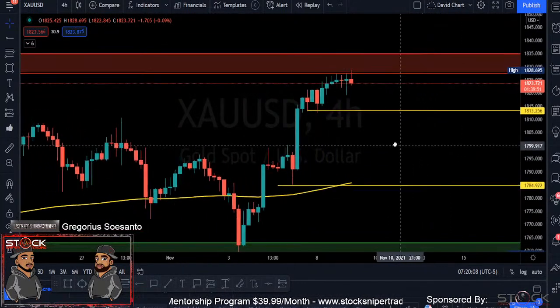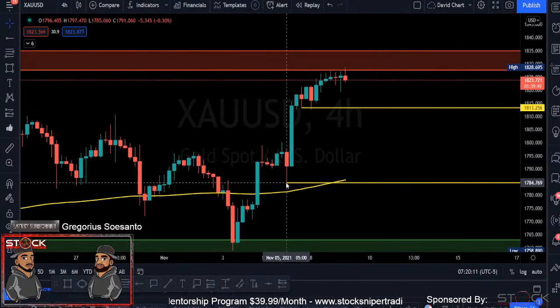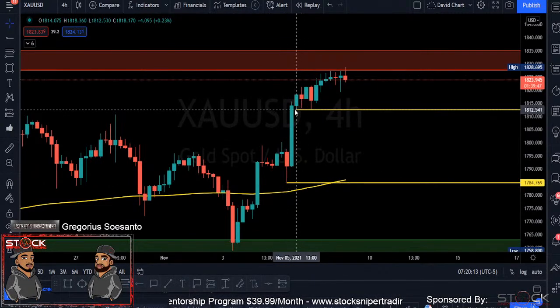So this is gold making nice movements. Gold has been good to trade, guys. Ever since NFP, it's been very nice to trade.